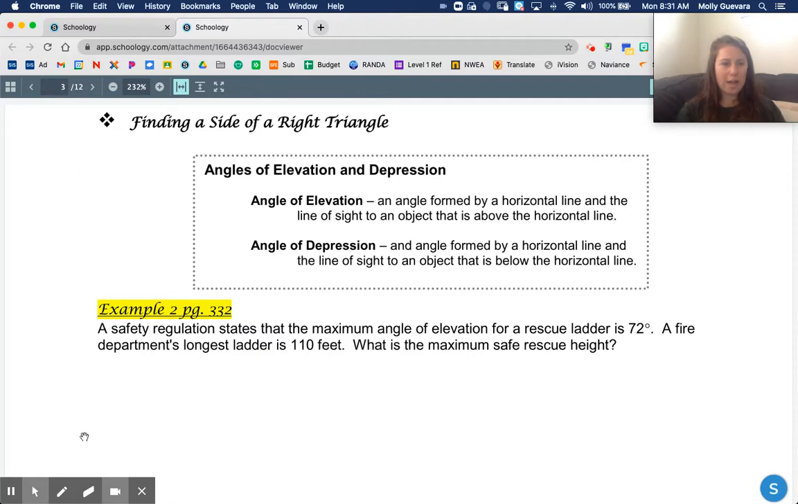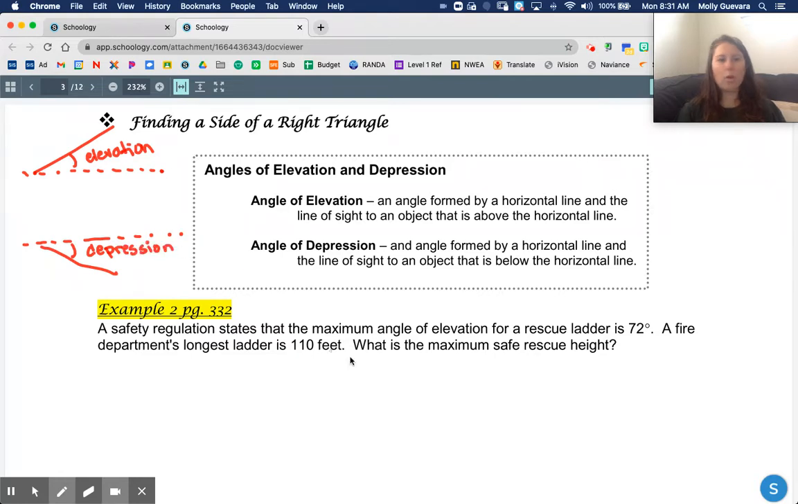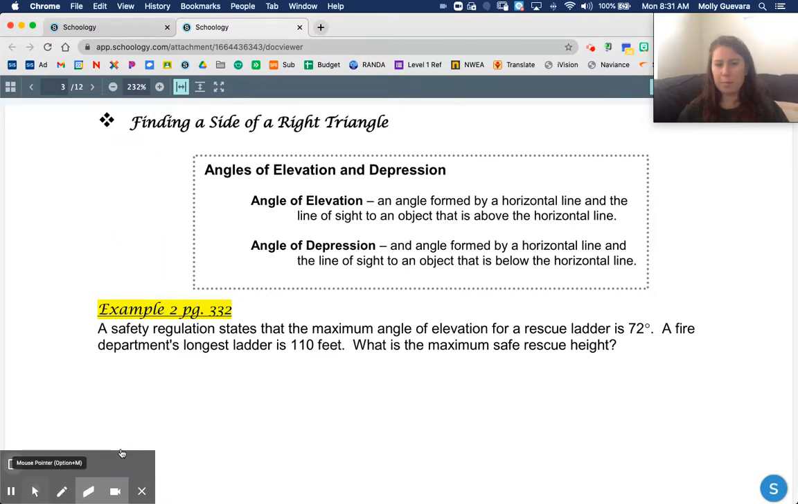So I guess I could draw it too, right? If I have a horizontal line, this would be an angle of elevation. And then if I have that same horizontal line, this would be depression. So it always has to go from a horizontal line. And that's just really the most important part there. And that's the part that most people forget.